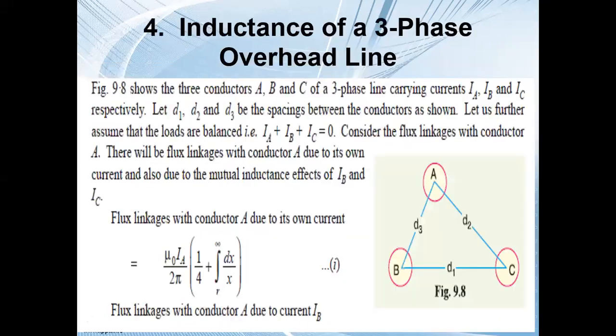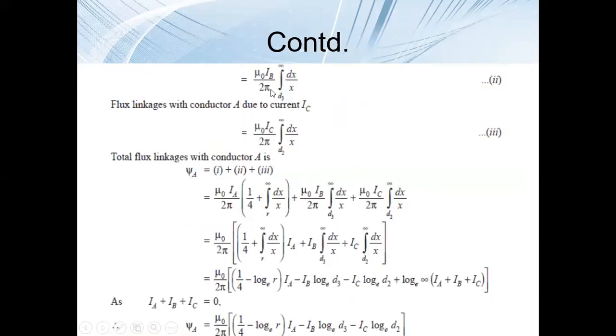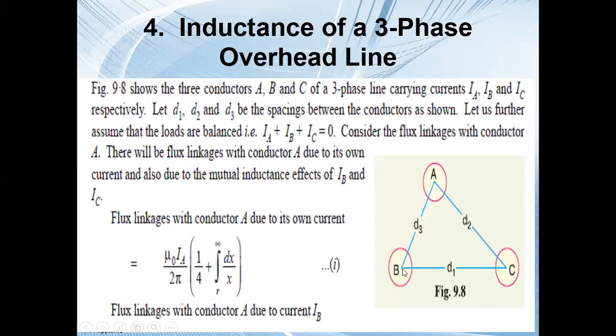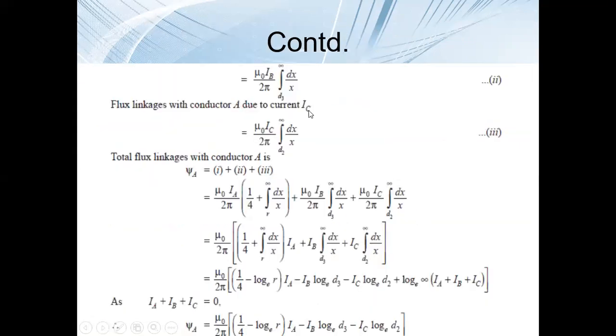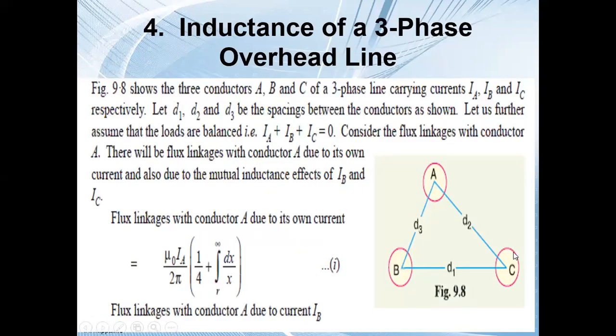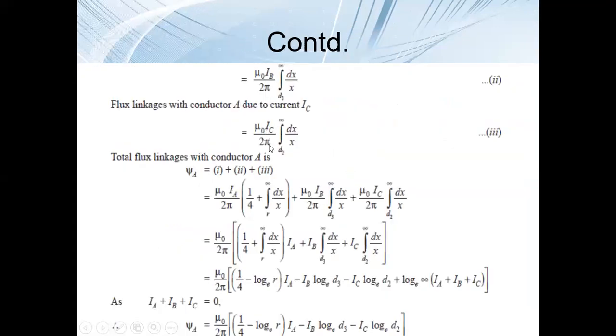Fine. So then we'll calculate the flux linkage with conductor A due to current IB. So this current IB will contribute towards conductor A. So this will be equal to mu naught into IB by 2 pi integration. Now we'll see what is the distance between A and B. It is D3. So we will integrate between D3 to infinity dx by x. Similarly, we'll calculate the flux linkage of conductor A due to the contribution of the current IC. In this case, between A and C, the distance is basically D2. So mu naught into IC by 2 pi integration D2 to infinity dx by x.